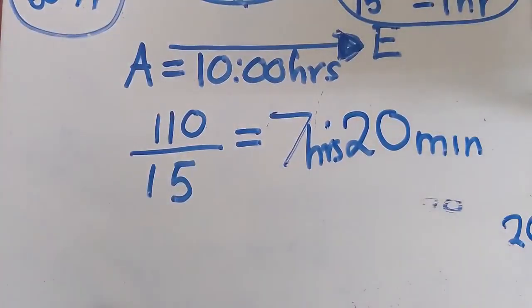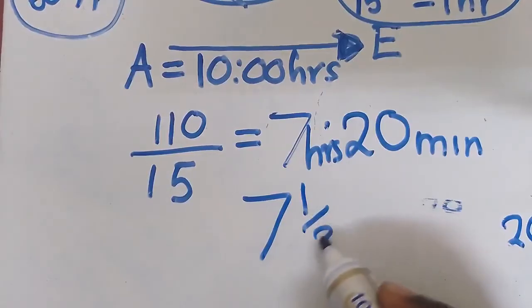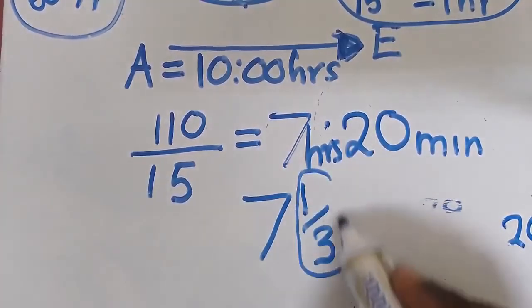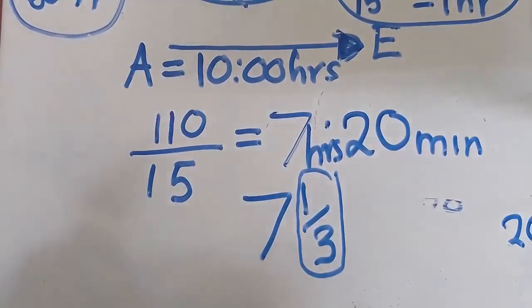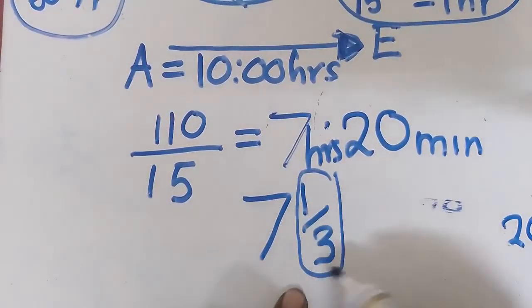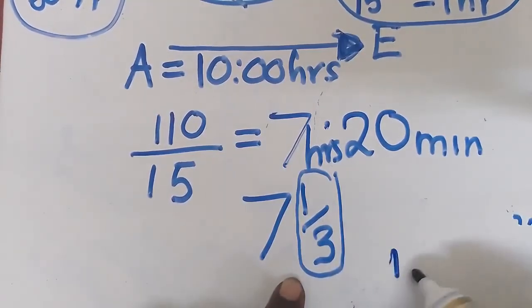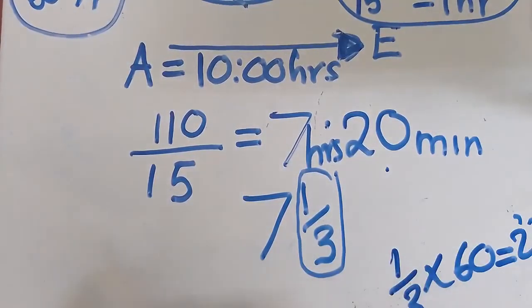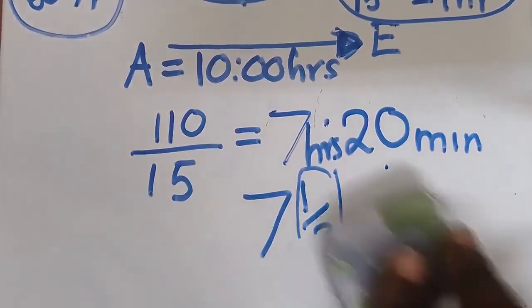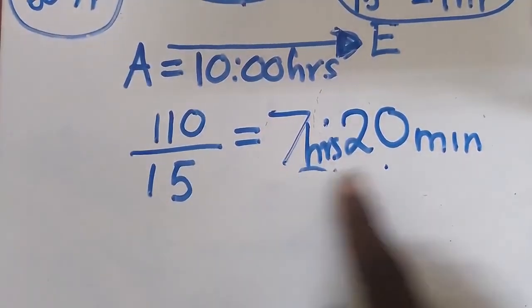Maybe you are behind. What did I say? It gave me 7 1/3. Multiply the 1/3 by 60 so that you find the actual minutes, because that fraction will confuse you. 1/3 times 60 gives 20. Any value, this is what you need to do, and that answer is minutes. So the difference in time is 7 hours 20 minutes.